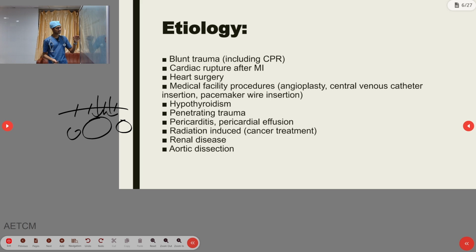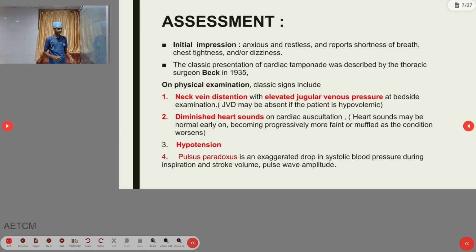Penetrating trauma, pericarditis, pericardial effusion, and then radiation related to oncological radiation therapy, renal disease, and then aortic dissection. So in the assessment part, how will the person appear? Initial impression wise, anxious and restless, reporting shortness of breath, chest tightness, and then dizziness. If you are doing a physical examination, here you can find the three major things, the triad that is called Beck's triad of cardiac tamponade.